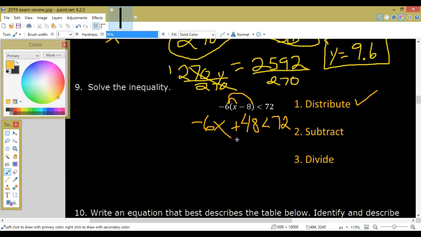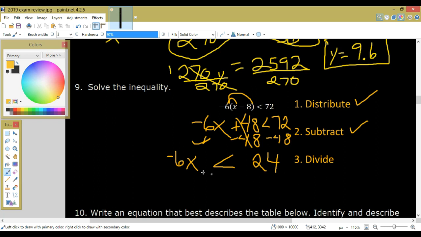Now we subtract. Minus 48 from each expression. Bring down the -6x. 48 minus 48 is 0. Bring down the less than sign. 72 minus 48 is 24. So we subtracted. Now divide.